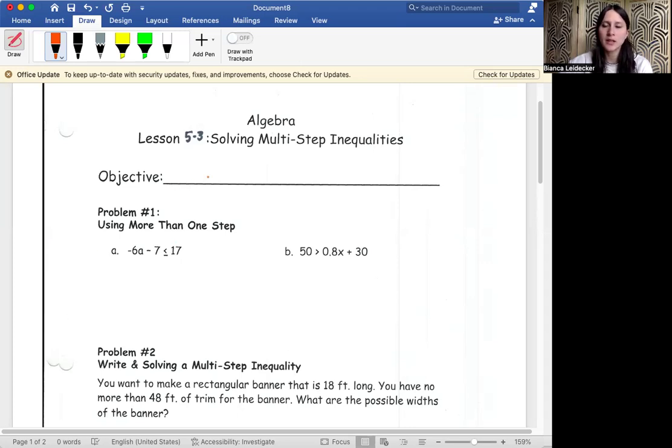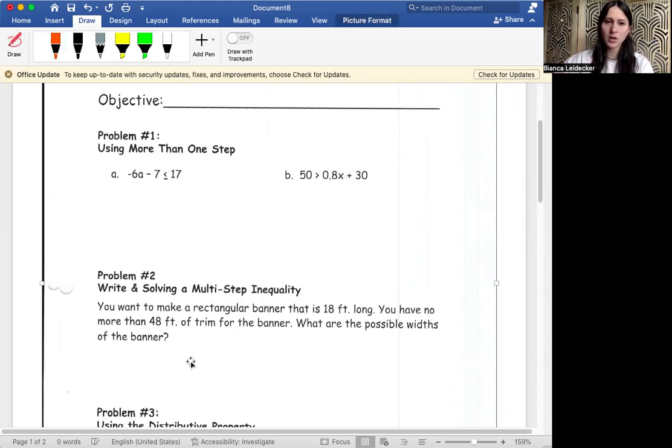The one thing to keep track of is if we are dividing or multiplying both sides by a negative, we have to flip the inequality. Everything else that we're going to do is exactly the same as just solving an equation. Let's take a look at A.